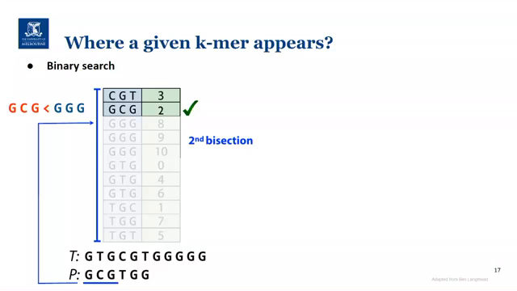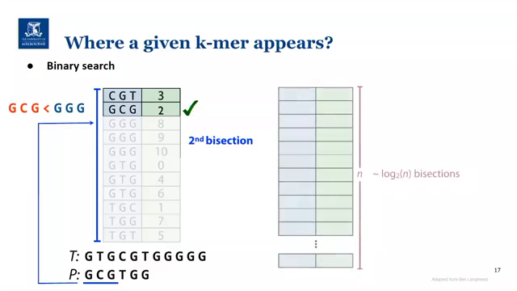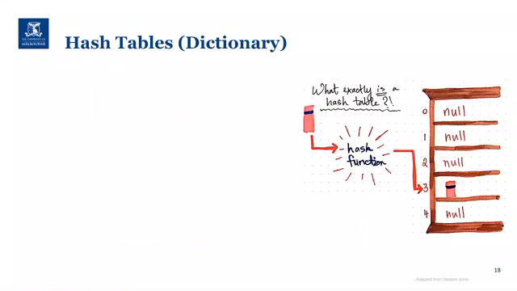Okay? So GCG. And of course, since we're dividing the search space by 2 every time, the number of bisections we're going to generate equals the number of times we need to iterate to find a given element, and that's logarithmic. But let's write something slightly more efficient. And for that, we'll need a very interesting data structure called hash tables or dictionaries.